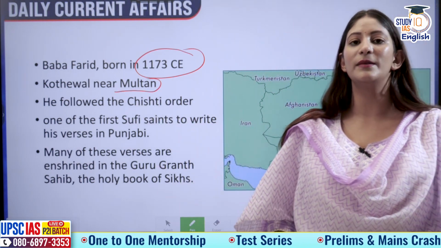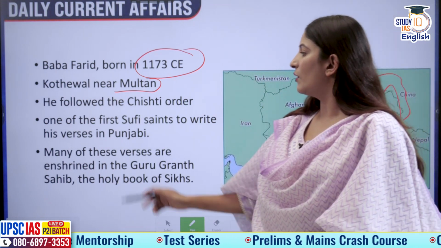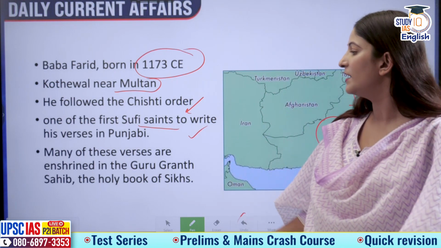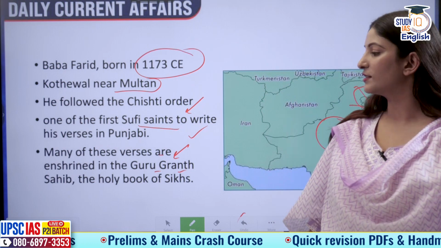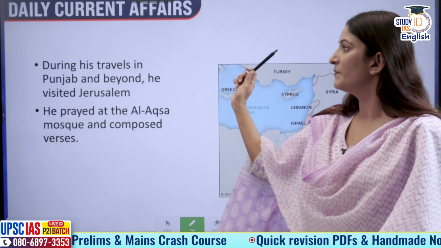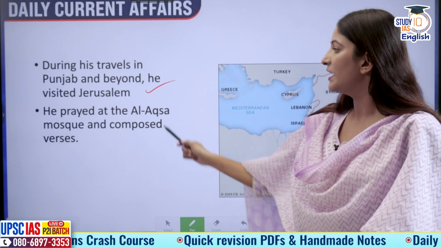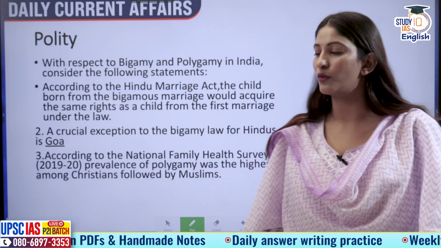Okay, his family basically traveled from Kabul to now India. One of the first Sufi saints, he was to write his verses in Punjabi, and many of these verses are also enshrined in the Guru Granth Sahib, the holy book of Sikhs. During his travels in Punjab and beyond, he visited Jerusalem. He prayed at the Al-Aqsa Mosque and also composed verses. Alright, so these kind of icon related questions can also be asked. Make sure you know about it.